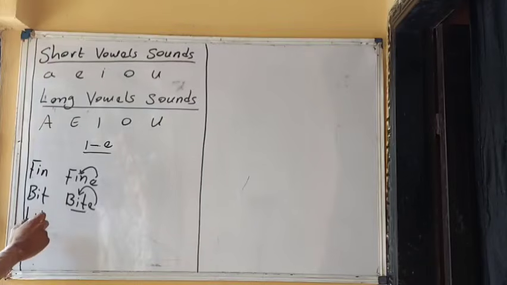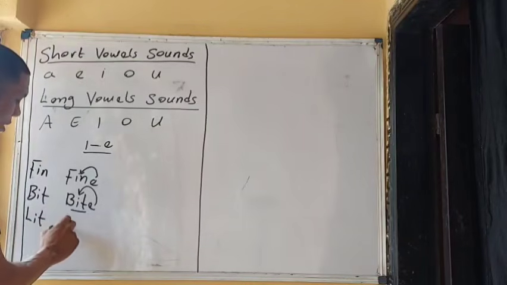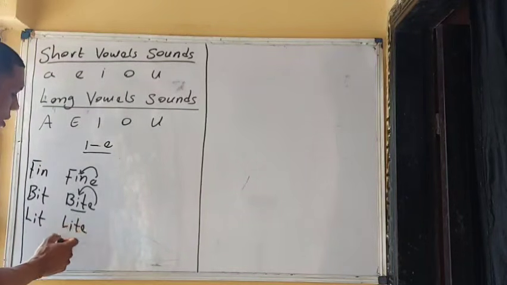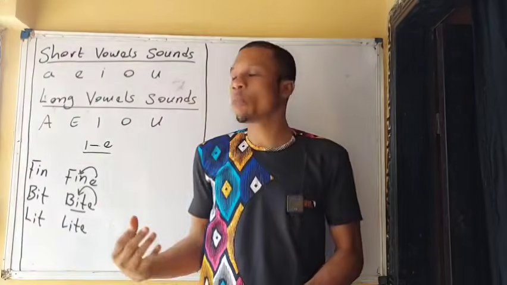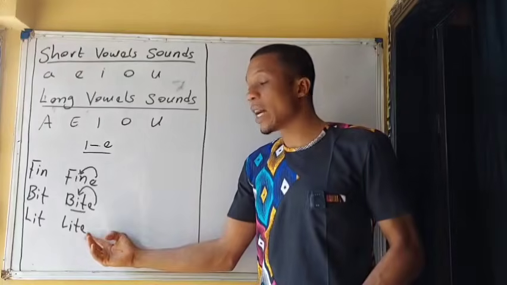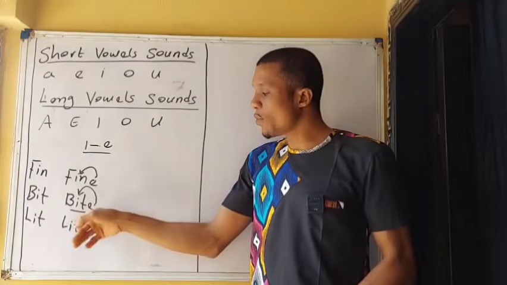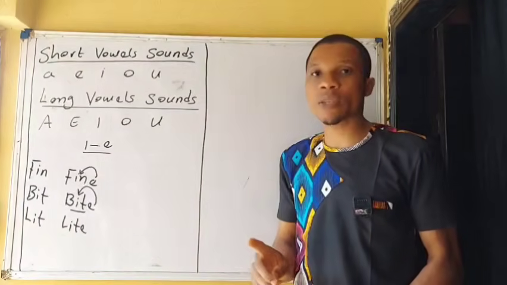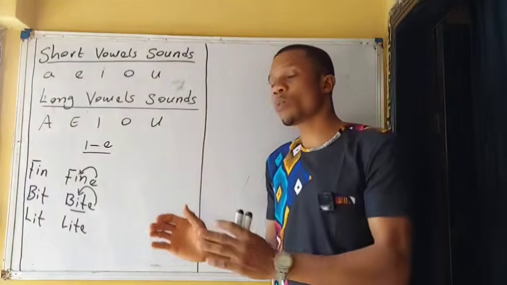We also have something like this. L-I-T is lit. L-I-T, lit. If I add the same E to it, it changes this to I sound. So we have this to be light. This is what we are saying. So by the time you see E at the end of a word, know that that E is going to remain silent. But the vowel that comes before the last consonant is going to be changed from the short vowel sound to the long vowel sound. Is that understood? That is what we are illustrating here.